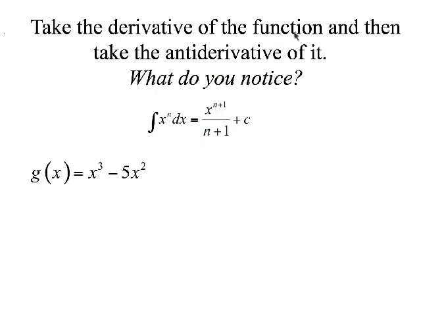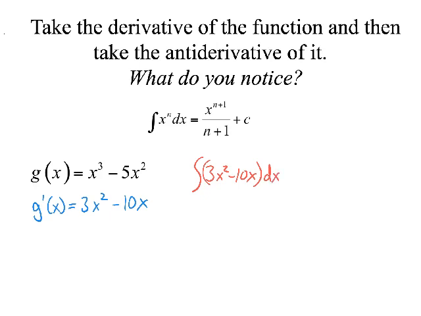All right, we're going to take the derivative of this function right here, and then take the antiderivative of it, and we're going to see what we notice. So let's take the derivative of this first. That would be g prime of x equals 3x squared minus 10x. Now we're going to take the integral of it, or antiderivative. So we're going to put that right here. You put a dx on it, a little weird notation.